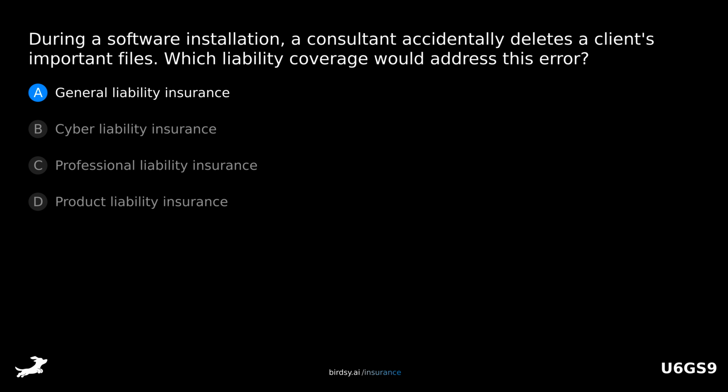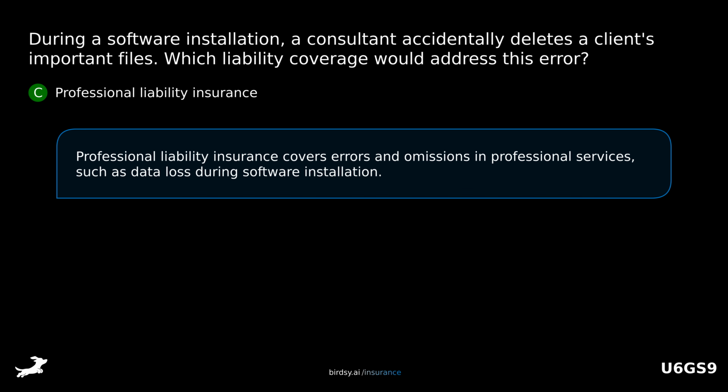Is it A, general liability insurance, B, cyber liability insurance, C, professional liability insurance, or D, product liability insurance? The answer is C, professional liability insurance. Professional liability insurance covers errors and omissions in professional services, such as data loss during software installation.